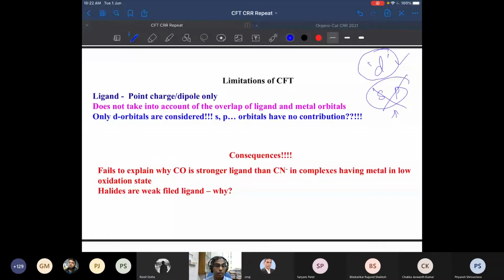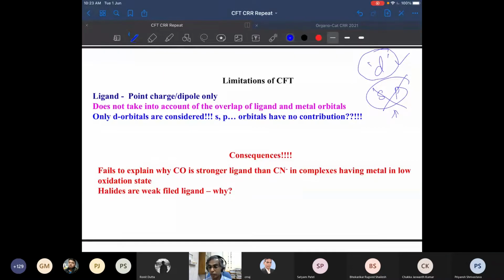And crystal field theory failed to account for the overlap between the orbitals. I mentioned in molecular orbital theory, when I taught it, the symmetry adapted linear combination of atomic orbitals. Here, the crystal field theory is silent on the overlap. It doesn't say anything about it.